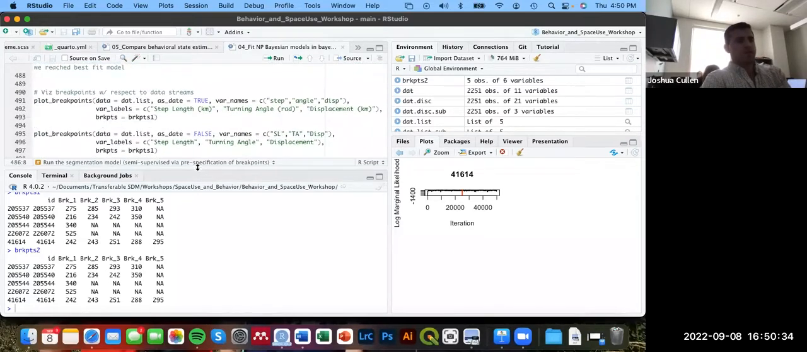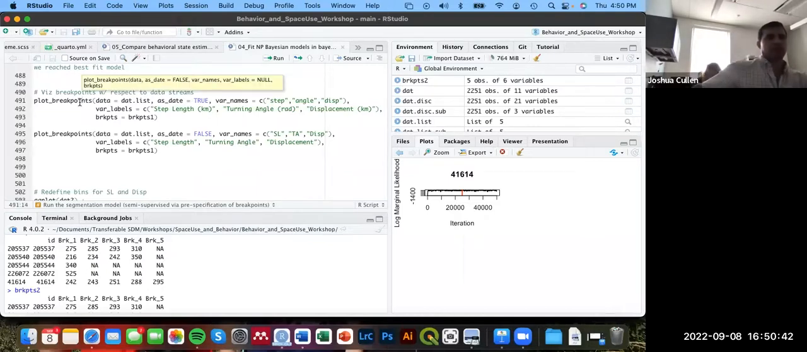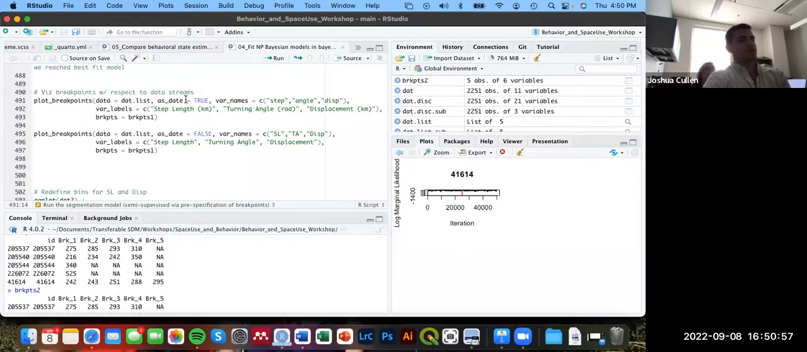Okay, once you identify the breakpoints you want to keep, in this case we can just keep the breakpoints from our initial unsupervised model. We're going to plot them using this function called plot breakpoints, and there are a couple of different ways to do so, which I'll demonstrate. Essentially, you'll give it that list you started with, which I call dat list. And you can specify whether you want the x-axis to be a date time format or the row number or observation number for each track.